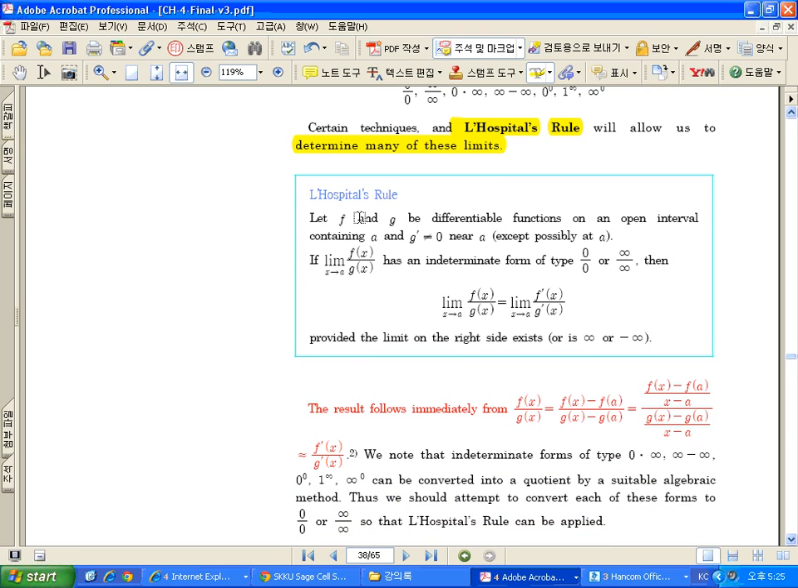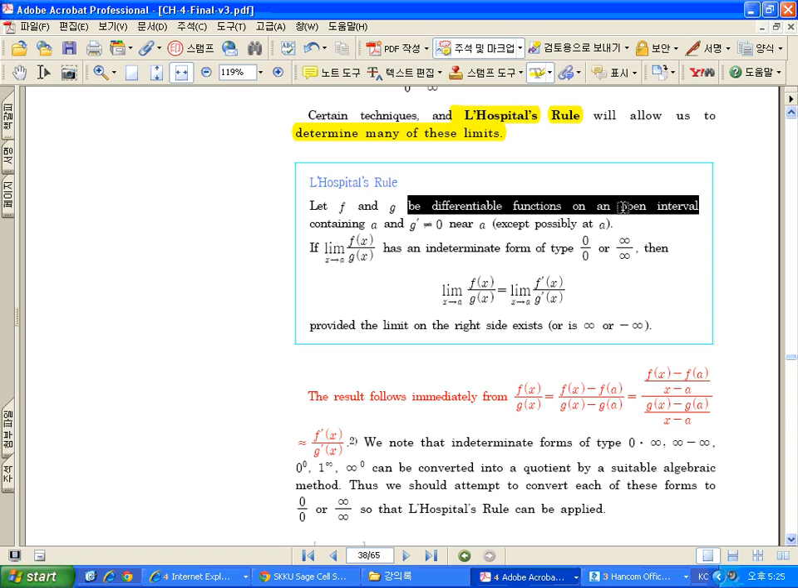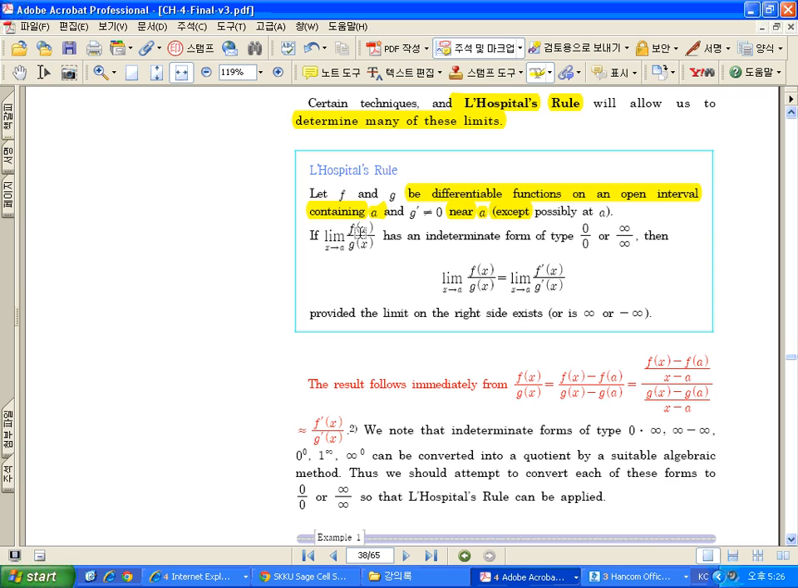Here is L'Hopital's rule: let f and g be differentiable functions on an open interval containing a, and g prime is not equal to 0 near a. Okay? Then, if the limit of f of x over g of x as x approaches a has an indeterminate form of type 0 over 0 or infinity over infinity, then the limit of f of x over g of x is the same as the limit of f prime of x over g prime of x as x approaches a, if the limit on the right side exists.